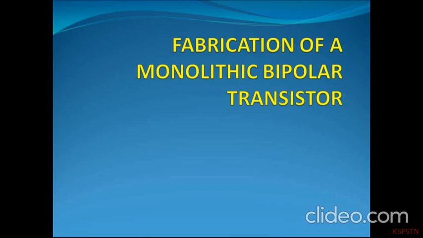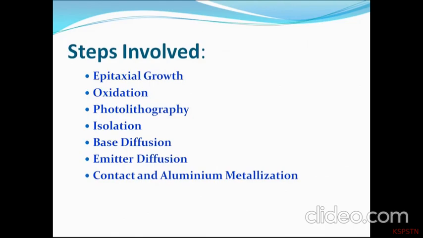In this video, we are going to see about fabrication of a monolithic bipolar transistor. The fabrication of a monolithic transistor includes the following steps. The first one is epitaxial growth, second one oxidation, third one photolithography, fourth one isolation, fifth one base diffusion, sixth one emitter diffusion, and the last one is contact and aluminum metallization. Let us see one by one.